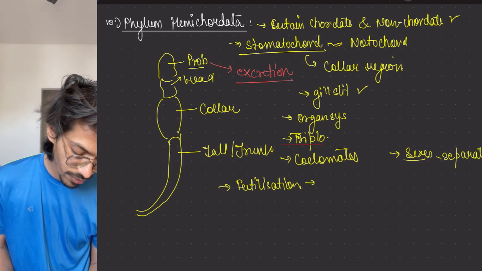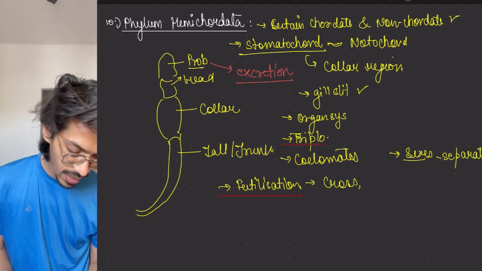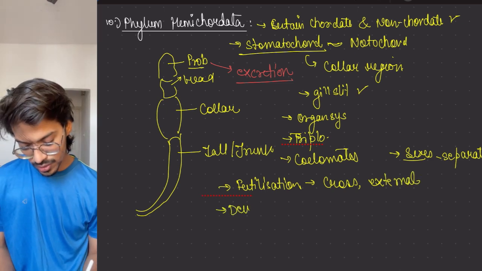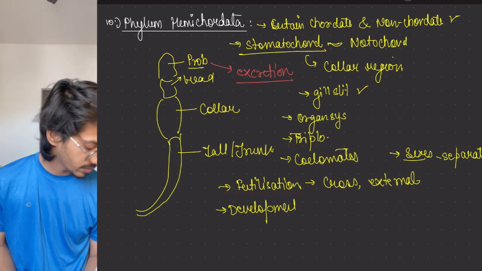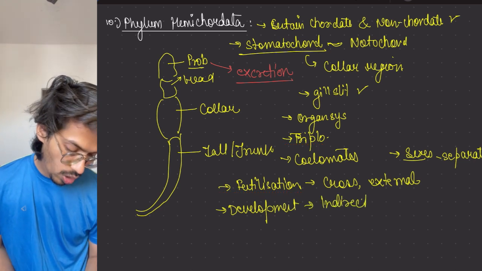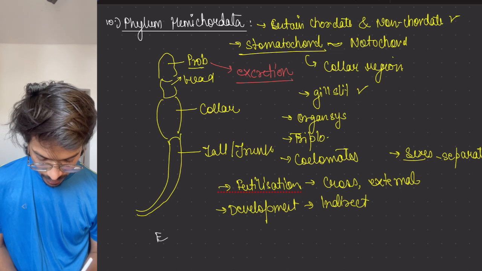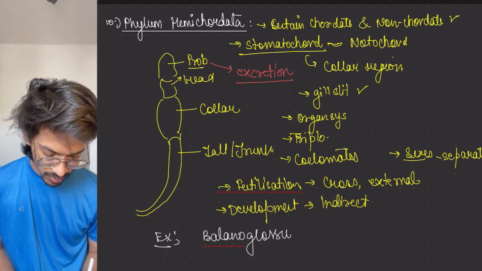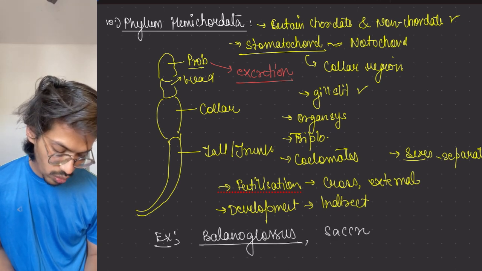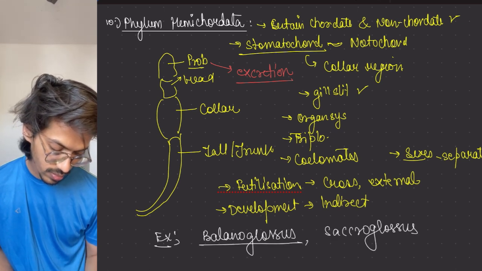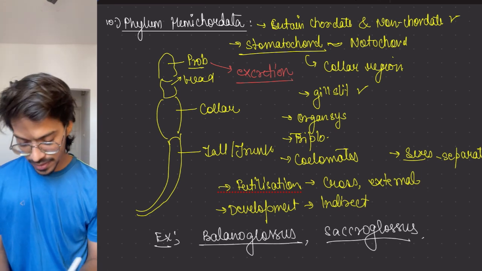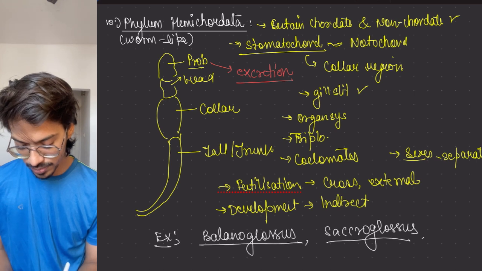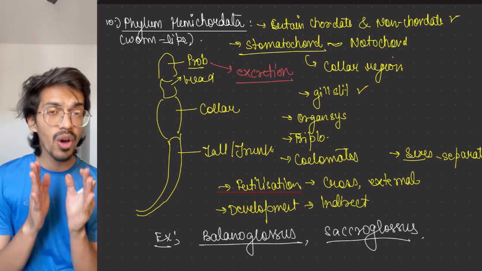If sexes are separate, the fertilization would be what? Cross, and it is external. That you have to remember. And the development is also indirect. Only 2 examples are given over here that you have to remember. What are the examples? Balanoglossus and Saccoglossus. That's it. They are also a very small group of worm-like organisms. This is all about non-chordates.